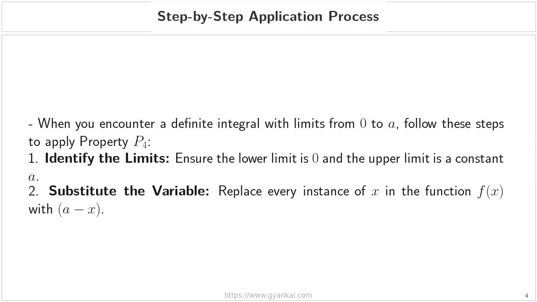Next, substitute the variable. This is where the reflection happens. Take your original function, let's call it f of x, and replace every single x you see within that function with the expression a minus x. So, wherever you see an x, you substitute a minus x in its place. This is the core of the reflection property.